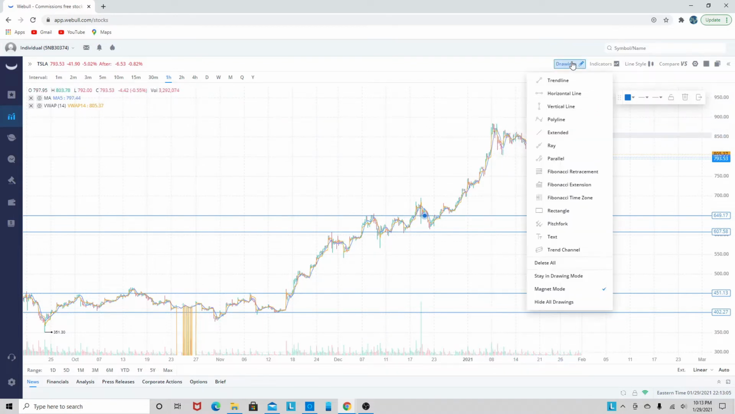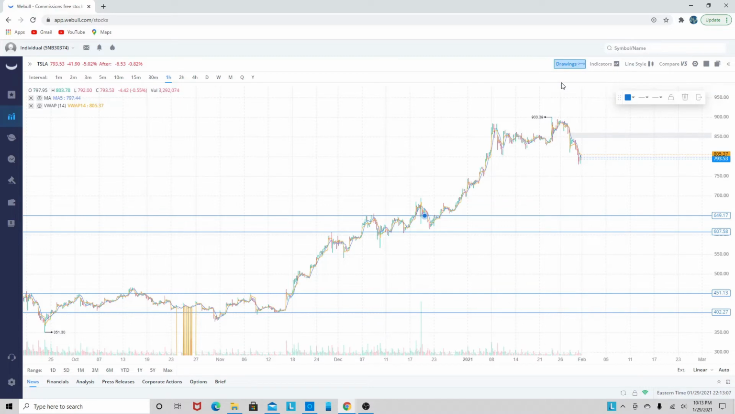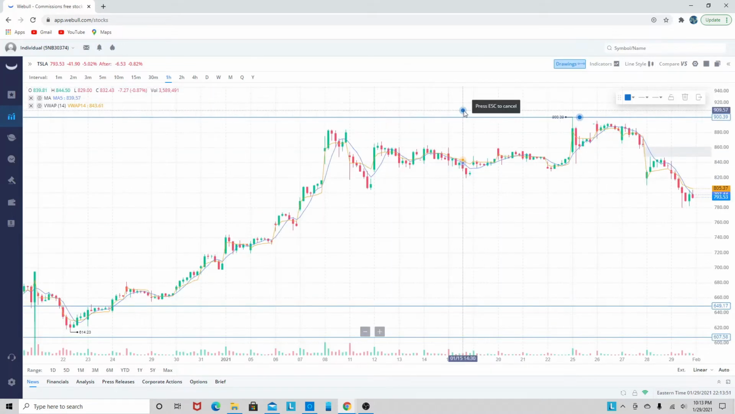So I'm just going to mark my highs right here. There was a nice steady rise up to the high. As you can see, the high is $939. So I'm just going to mark that off at 900 as our high resistance.